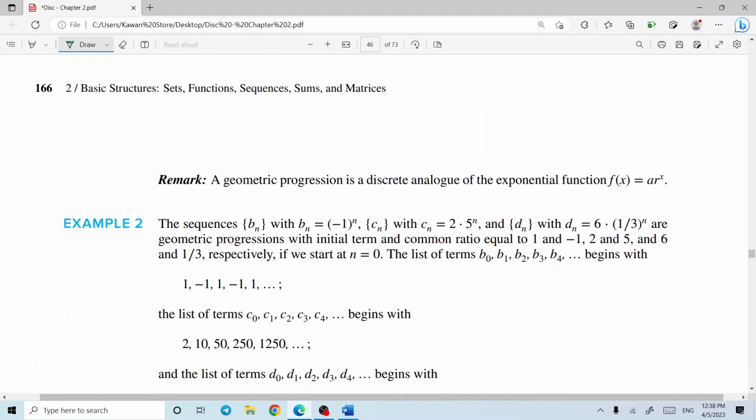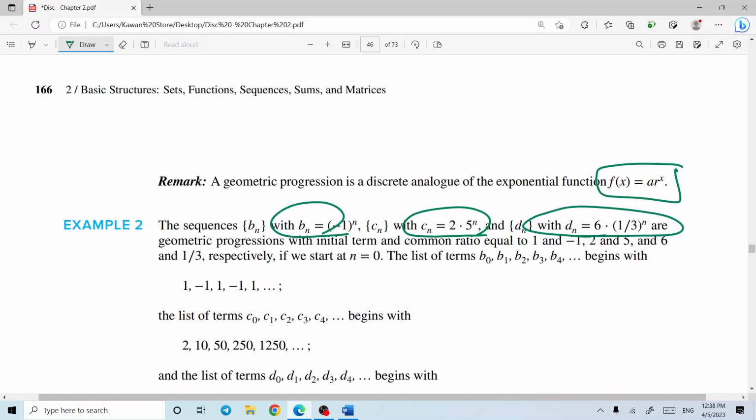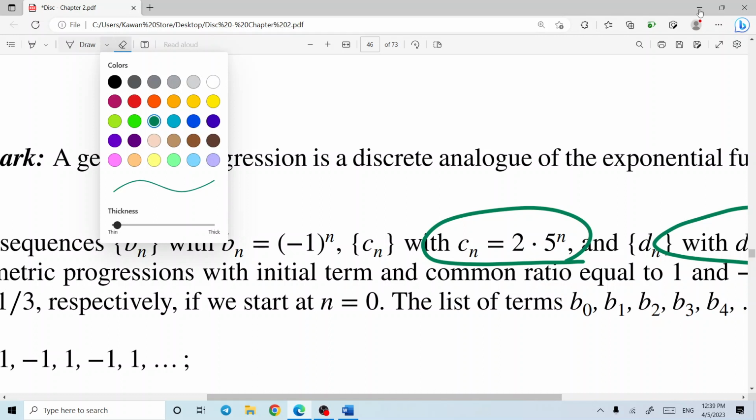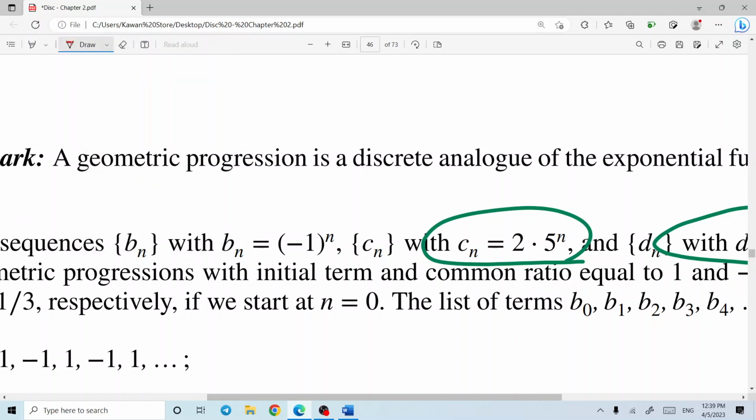And as well, this is the general form. We have such sequences like b_n, c_n, d_n. How do we find the terms? For example, if I say find the 10th term, for b_n, if I try to expand the sequence, let n be equal to 0, because we start with a natural number, we will get 1, minus 1, 1, minus 1. After expanding, if you give the n, it will be negative, positive, and go on.